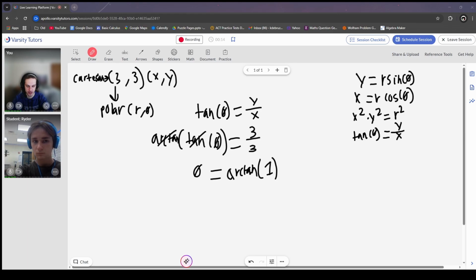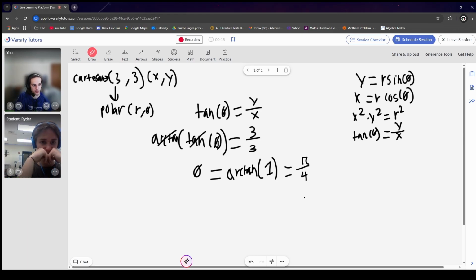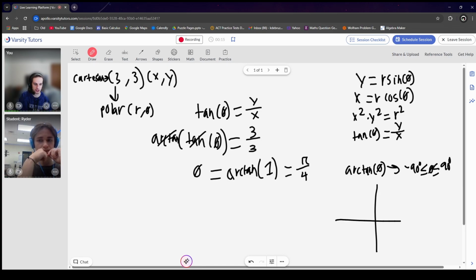Sometimes you have to be careful with canceling these, because the domain of arctangent and tangent are different. Arctangent of theta will only spit out answers between negative 90 and positive 90. So on the unit circle, it'll only spit out numbers in this half.